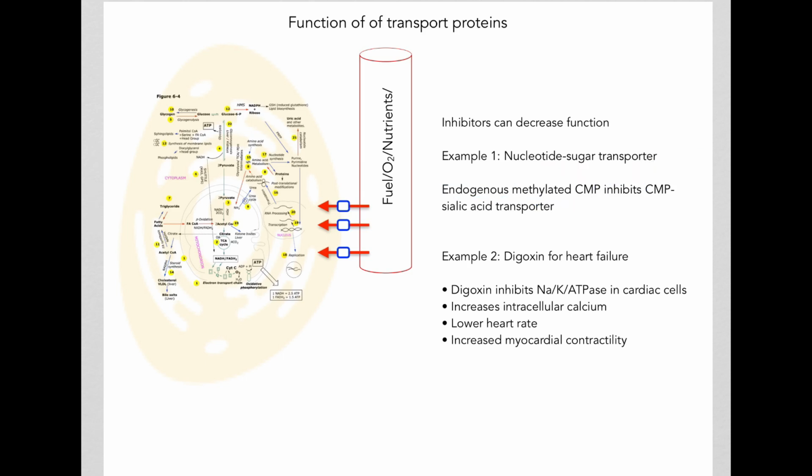The inhibition of transport proteins by drugs is a very important clinical application of this concept. For example, the drug digoxin, used for heart failure patients, will inhibit the transport protein called sodium potassium ATPase in cardiac cells, and that causes an increase in intracellular calcium in the cardiac cells, which will lead to a lower heart rate but an increased myocardial contractility, which will help promote the heart function.